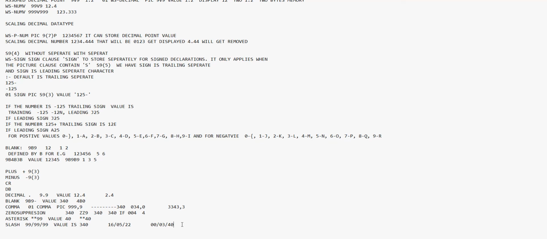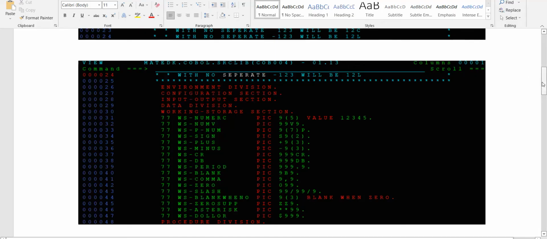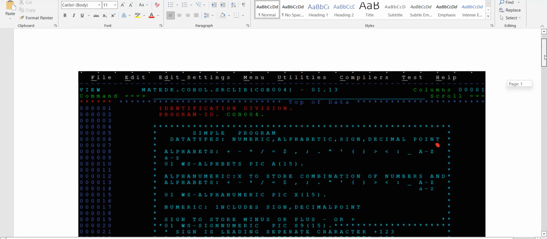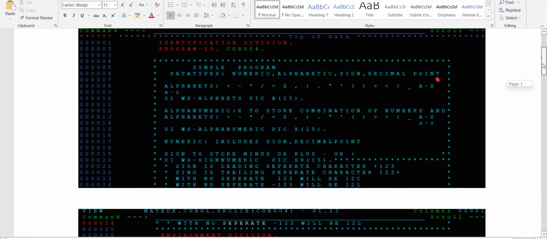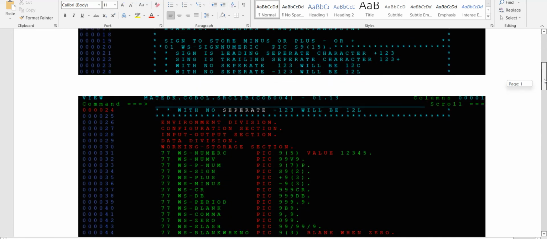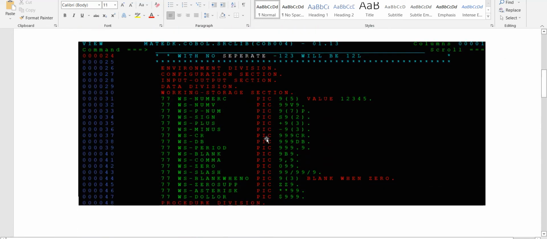I hope you understand. Okay, I will show you how we have prepared this in the document. I have taken the screenshots. In a similar way I have written here, and some data types I have declared here. WS numeric c 9 of 5 value 1 2 3 4. I have mentioned plus, minus and all. See how I have declared it: S 9 of 2, plus 9 of 3, minus 9 of 3, triple 9 CR, triple 9 DB, and so on.